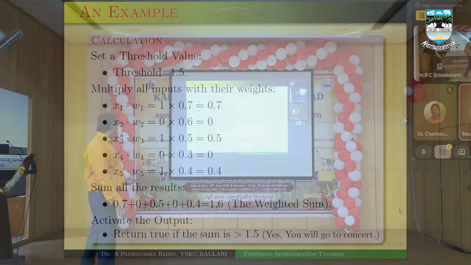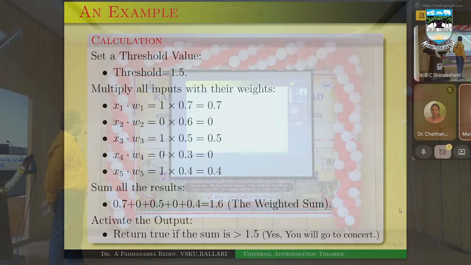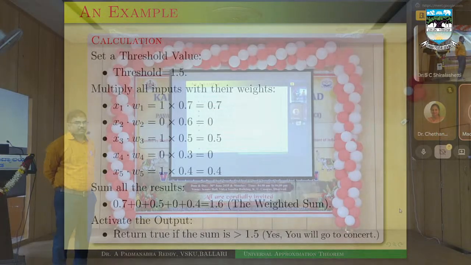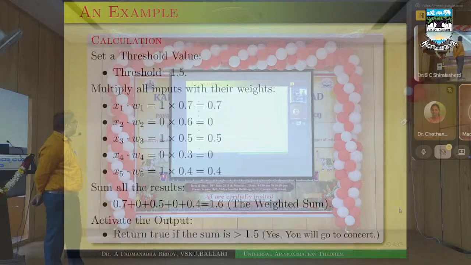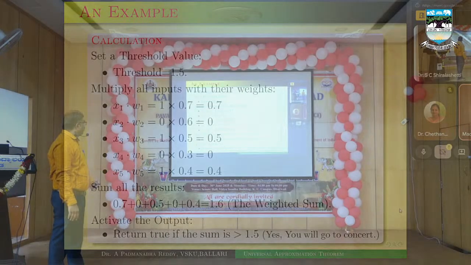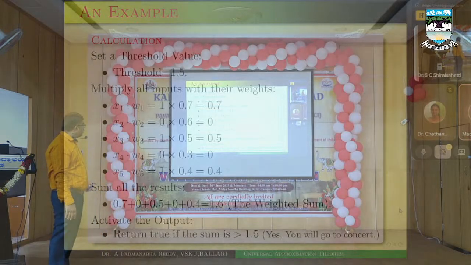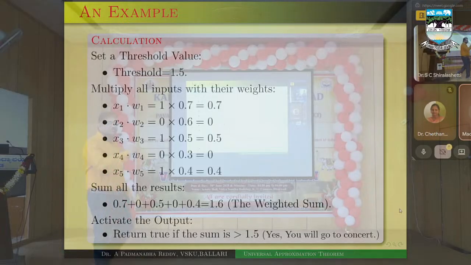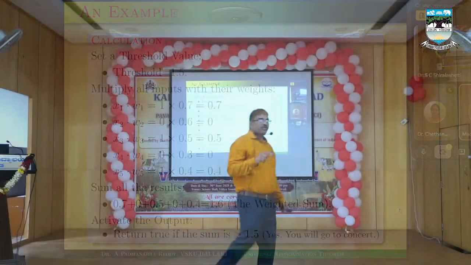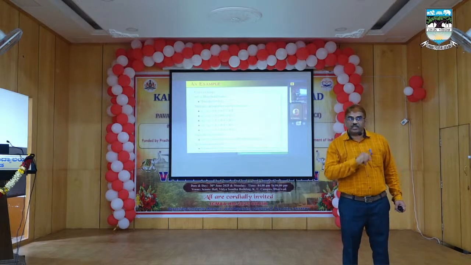Next, sum all the results. What is that? x1 into W1 is 0.7, x2 into W2 is 0, x3 into W3 is 0.5, x4 into W4 is 0, x5 into W5 is 0.5. You add all the weighted sum. What is the weighted sum? 1.6. What is your threshold? 1.5. This weighted sum is 1.6. Is 1.6 greater than the threshold or not?